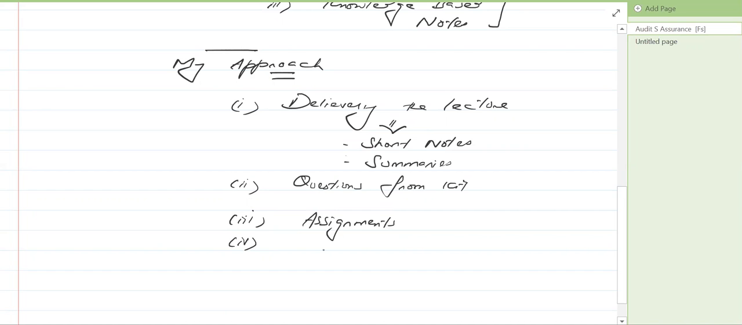The fourth thing is I'll be taking the tests and mocks as well. There will be a topic-wise test which will be taken when we are done with each area, and then there will be three mock exams: the first half of the syllabus, the second half of the syllabus, and then a full mock. So there will be three mocks.